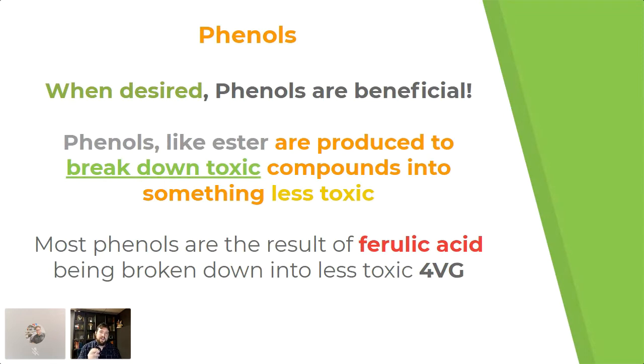Now, phenols, like esters, are produced due to the breakdown of a toxic compound. They're trying to turn this toxic thing into something that is less toxic. And most phenols are a result of ferulic acid being broken down. And they turn it into 4-VG, or 4-vinyl guaiacol, the clovey characteristic we see inside of a lot of these saisons, wits, and other beer styles of the ilk.